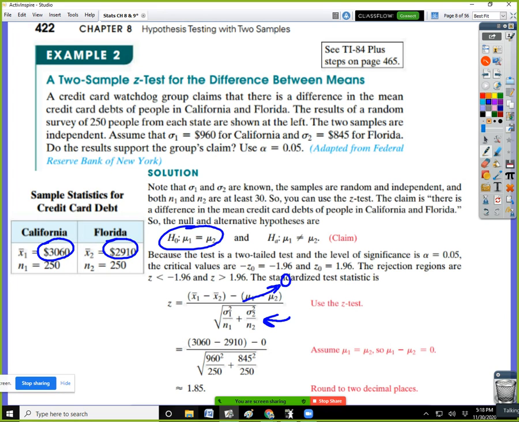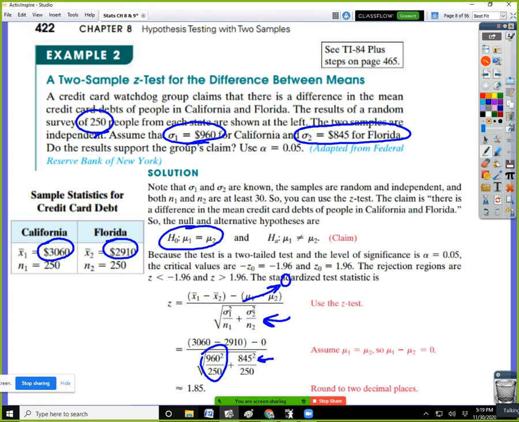The way we figure out the error, that whole square root of stuff. So we square root 960, which is our sigma, over how many people? 250 from each state, so that goes right in here. And then the California was 845. Oh, wait, I'm sorry. Undo. And 845 for Florida. So we put our 845 squared there, still over 250, and we get 1.85.